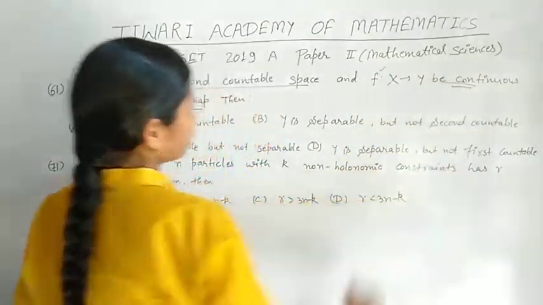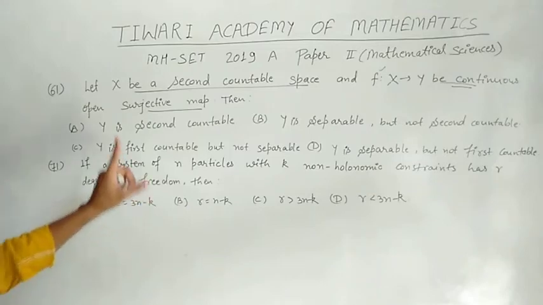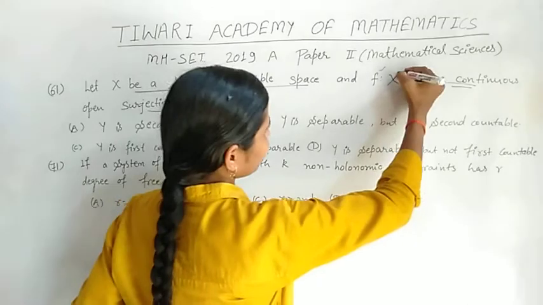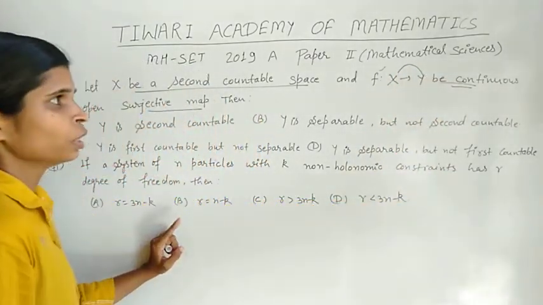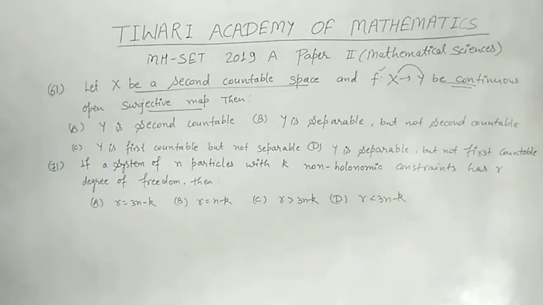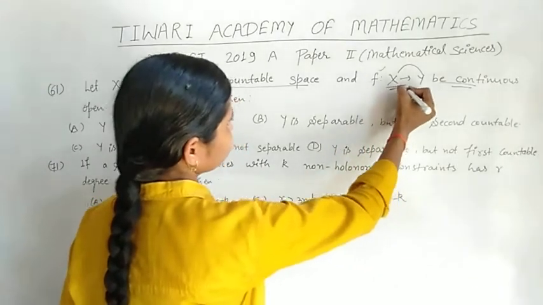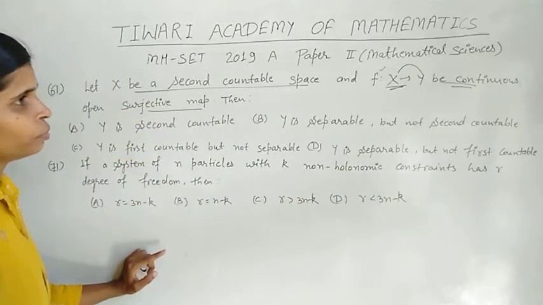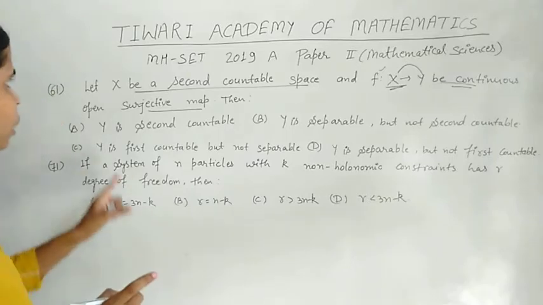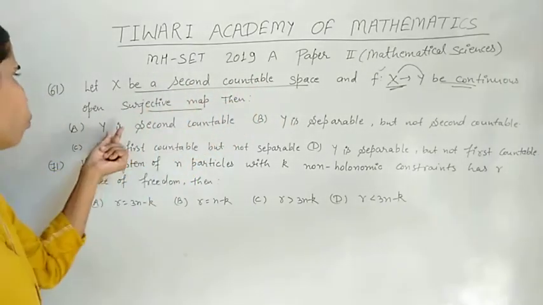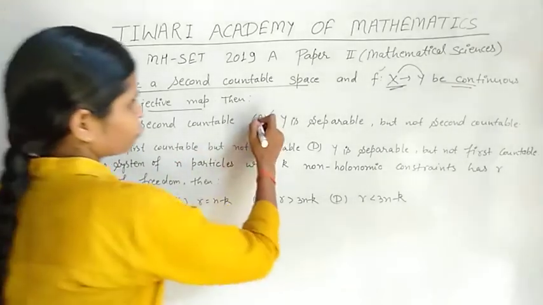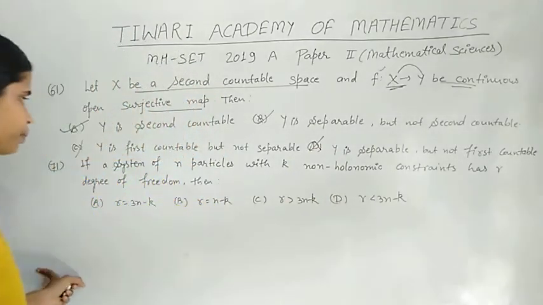Here the function is continuous. If X is second countable, then the mapping maps a second countable space to a second countable space. That means the image Y is also second countable, since X is second countable. Option A is the true option. Options C, B and D are wrong options.